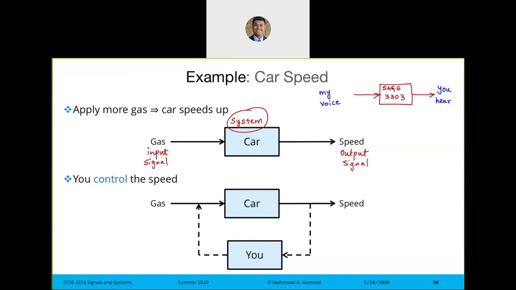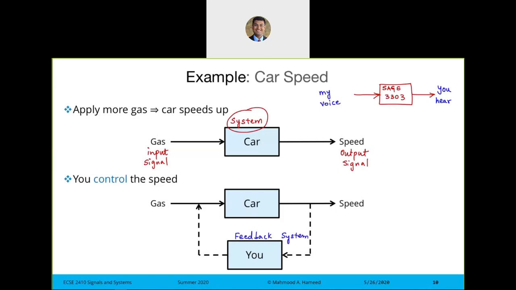Now, let's talk about an addition to that system. What you can do is, if you are increasing the input signal, the speed of the car keeps on increasing. However, you can be the feedback. So you sit inside the car and you monitor the speed of the car visually. So you have a sensor, your eyes, that are monitoring the speed of the car, which is the output signal, and you are going to apply the brakes as and when necessary to control the gas, which is the input. So this particular system is going to now be called feedback system.